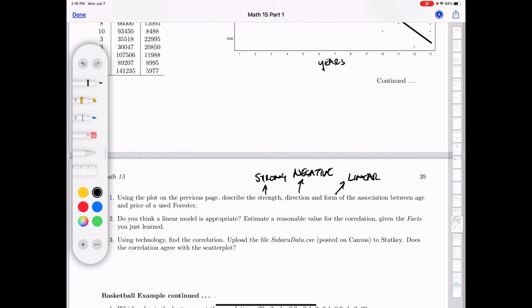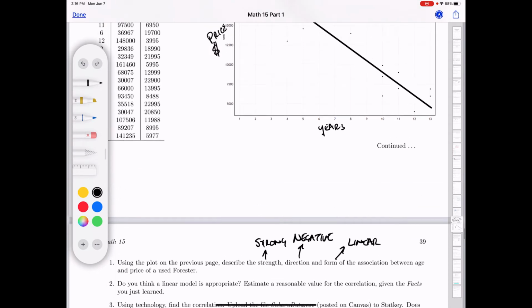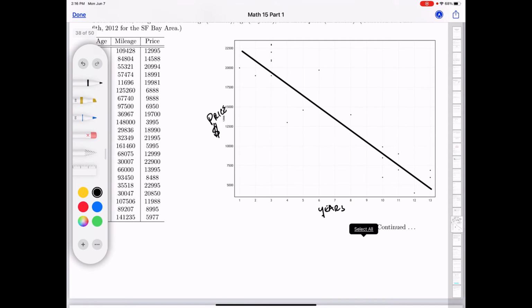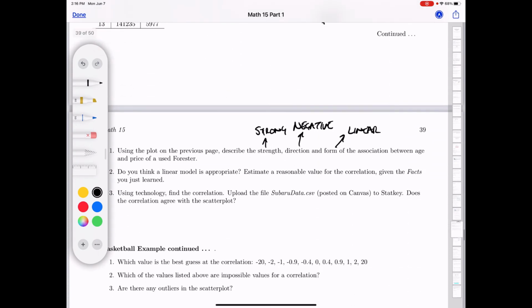So I wouldn't say it's extremely strong, but as we see more of these plots, that is pretty strong. Do you think the linear model is appropriate? That just means, does it seem like the data is linear in form? We've already answered that. Now they want us to estimate the value of the correlation.